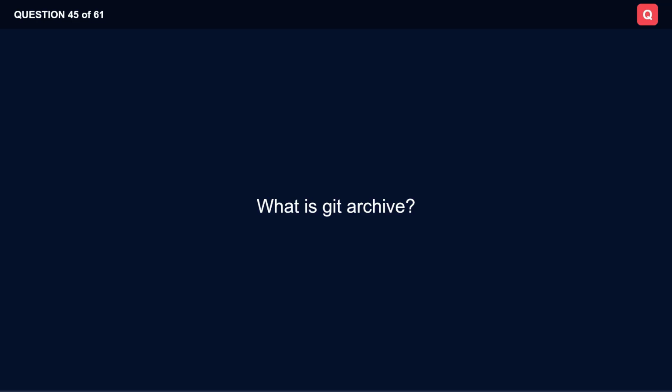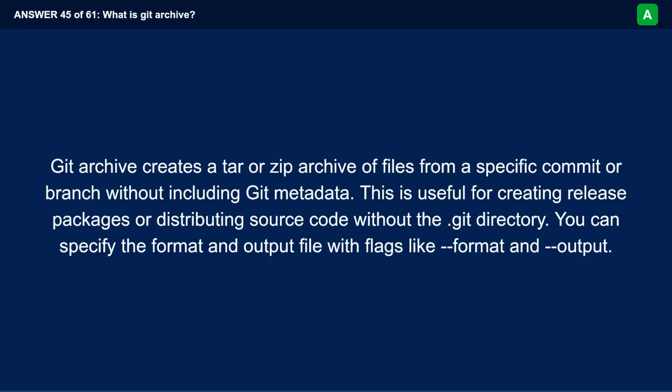What is git archive? Git archive creates a tar or zip archive of files from a specific commit or branch without including Git metadata. This is useful for creating release packages or distributing source code without the .git directory. You can specify the format and output file with flags like --format and --output.